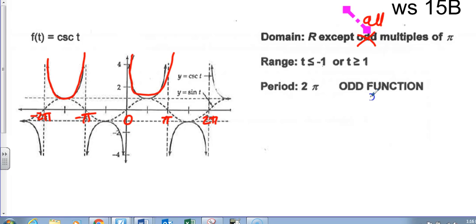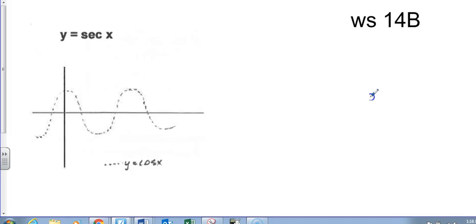It is an odd function. It's a reciprocal of sine, which is an odd function. All right, quickly back on 14b. Hope you don't have whiplash yet from flipping back and forth.